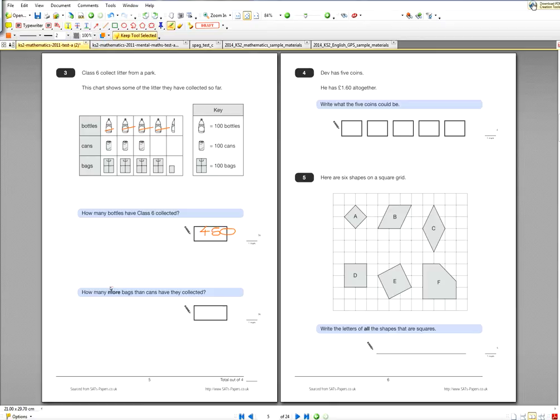Now here comes: how many more bags than cans? So let's have a look at the cans. 100, 200, 300, 400, and 25, because that's a quarter of the picture. So that's 425 over here. And how many cans were there? 1, 2, 3. So what calculation do we do here?